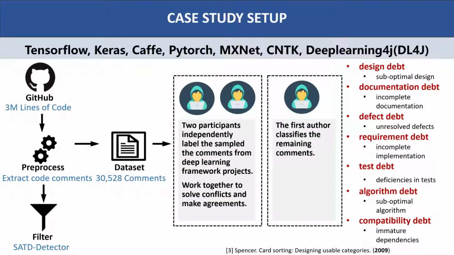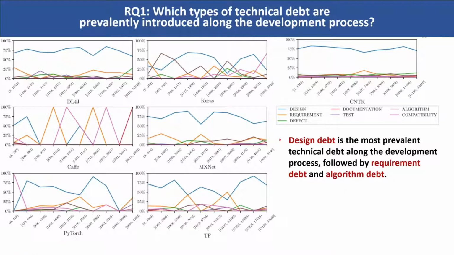In our paper, we include 7 deep learning frameworks. We extract the comments in all of the file history and identify technical debt using an NLP-based tool. Then, we manually classify technical debt into different categories. Such categories are the same as previous studies, that is, design debt, documentation debt, defect debt, requirement debt, test debt, algorithm debt, and compatibility debt. With this data, we answer the following questions.